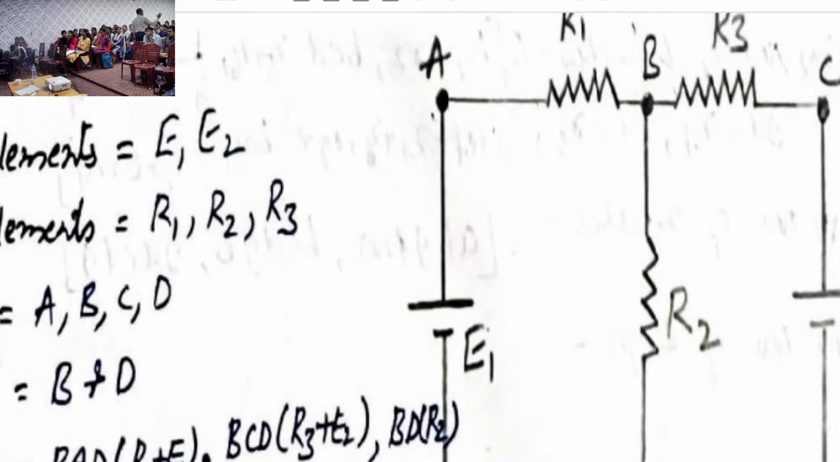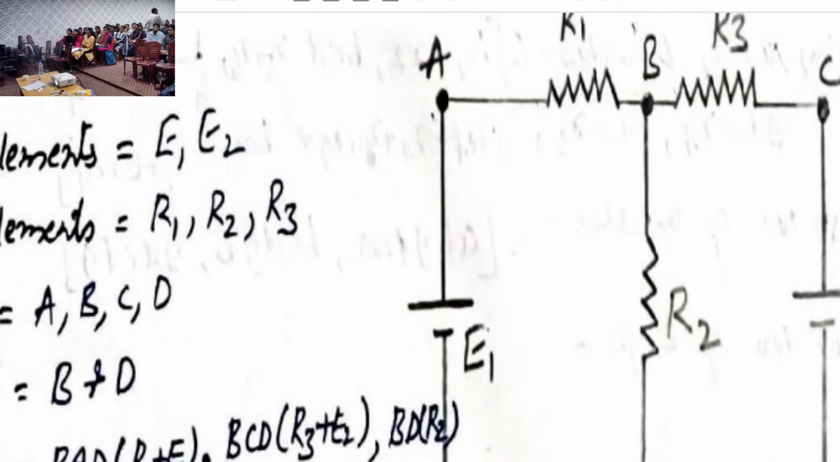Now question 2. How many are active elements? How many are passive elements? Active is batteries.